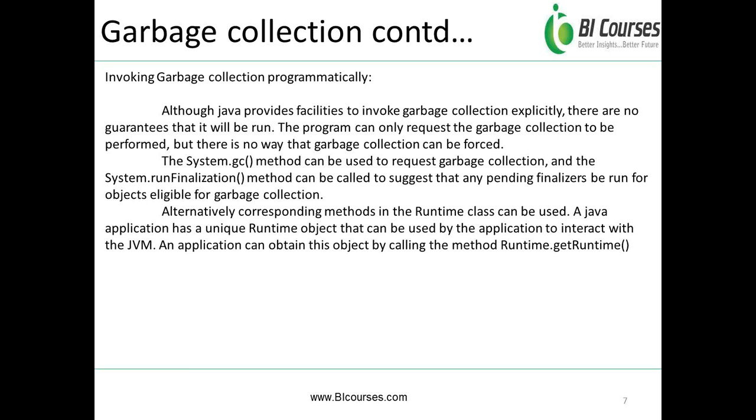And we also have the runFinalization method. This can be called to suggest that any pending finalizers that are eligible for garbage collection be run. Alternatively, not only the System class, we have one more class called the Runtime class. It also has the gc method and runFinalization. So how do we get the Runtime object? We have the Runtime.getRuntime method to get the Runtime object.